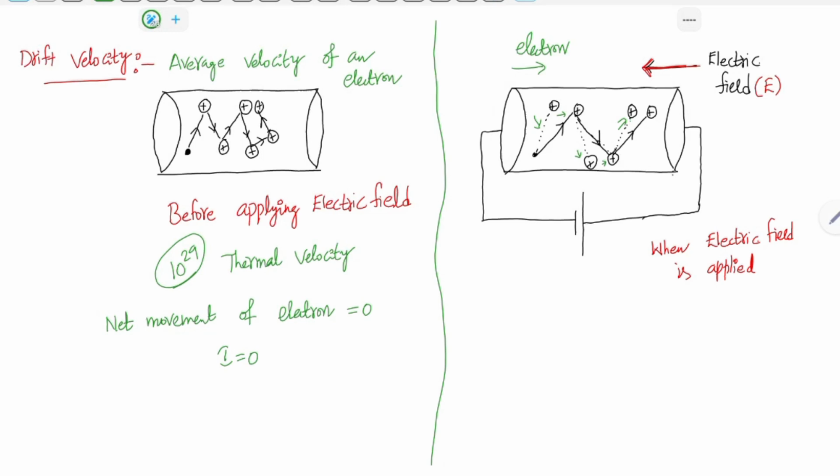In between any two successive collisions, the electron has to be relaxed, but during this relaxation time, the electric field comes into the picture, and it will try to drag the electron towards the right. So instead of hitting this positive ion, it is hitting this positive ion.